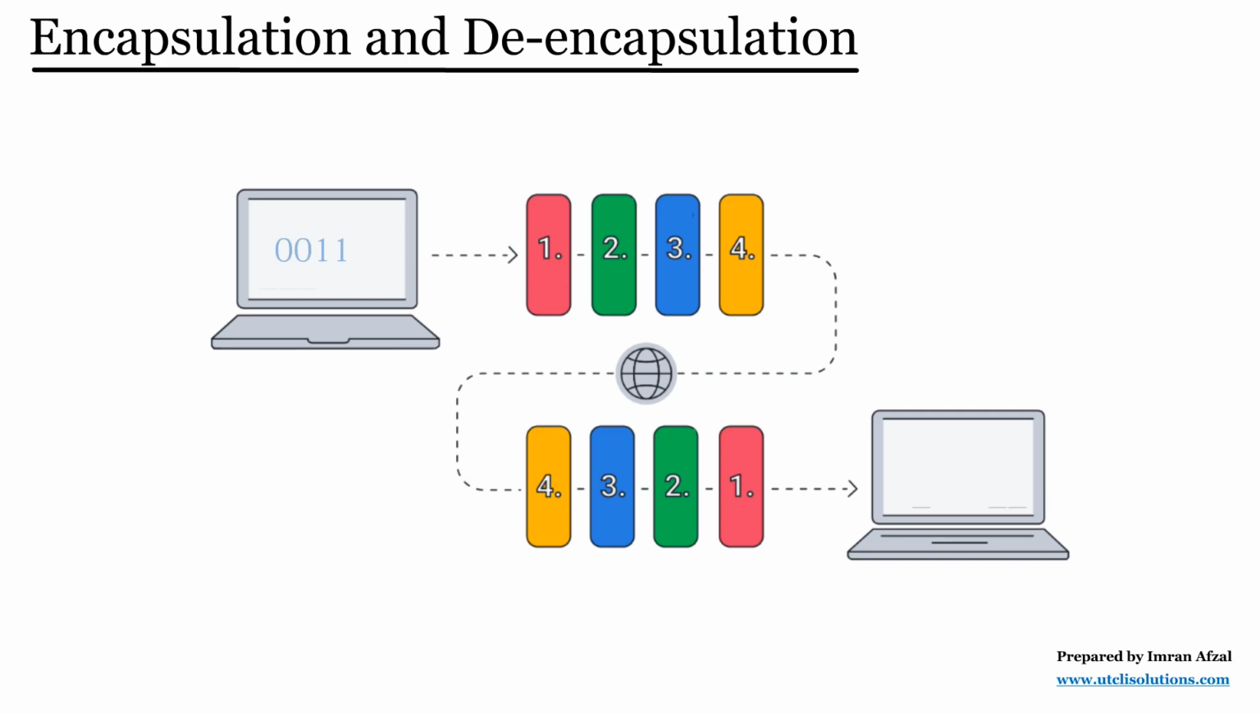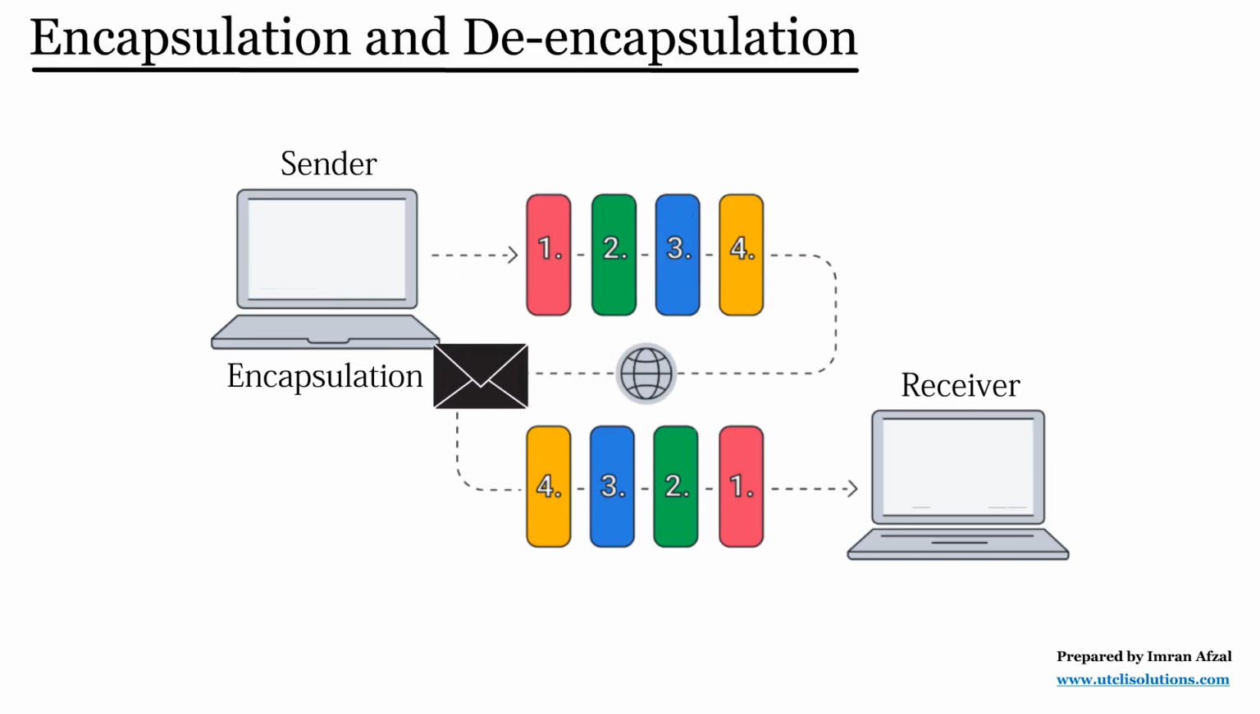In this lecture, we will examine how a message is prepared for transmission and how it is processed when received. This process is called encapsulation when sending and de-encapsulation when receiving. We will learn how each layer adds or removes information to help the message reach its destination.